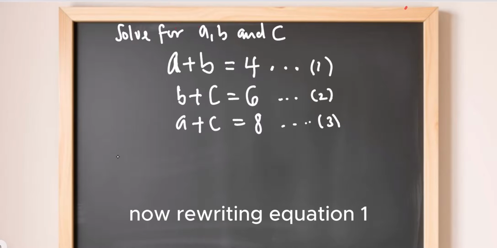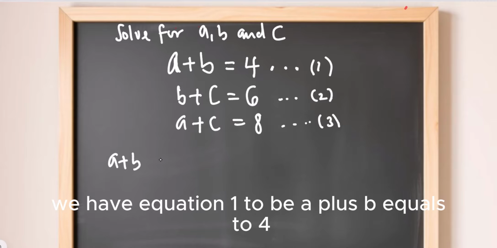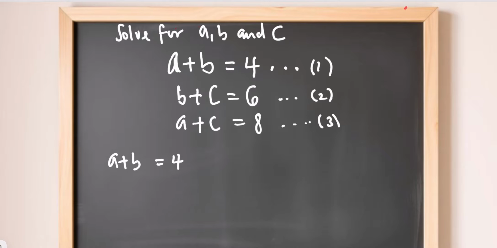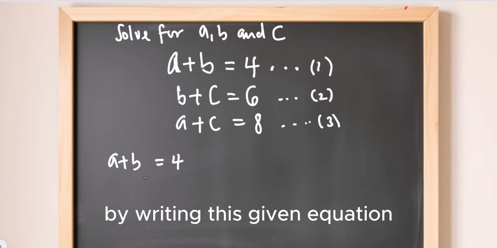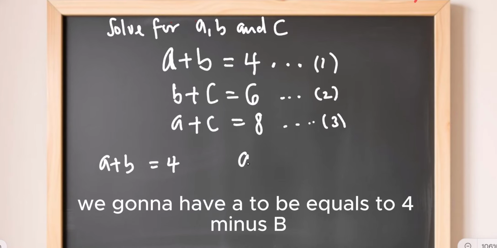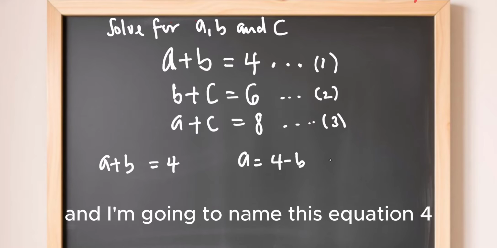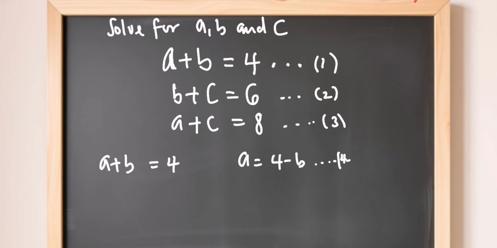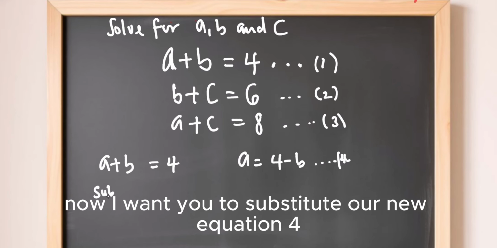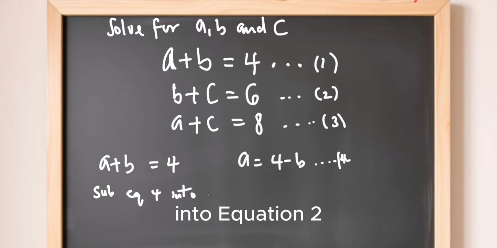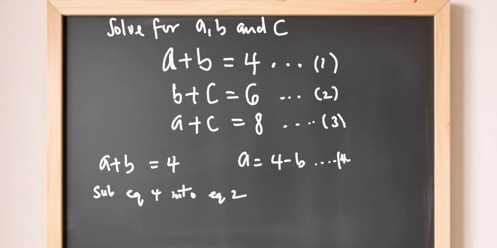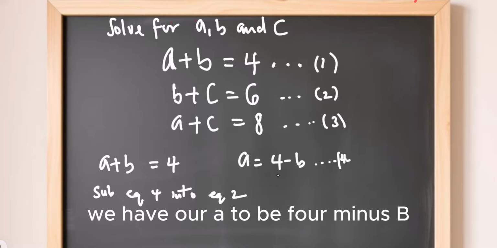Now, rewriting equation 1, we have A plus B equals 4. By rewriting this given equation, we're going to have A equals 4 minus B. And I'm going to name this equation 4. Now, I want you to substitute our new equation 4 into equation 2. So here we have our A to be 4 minus B.